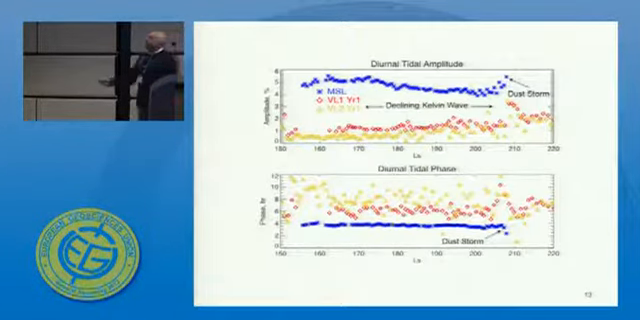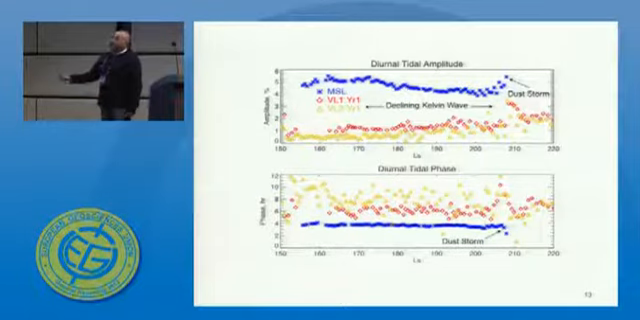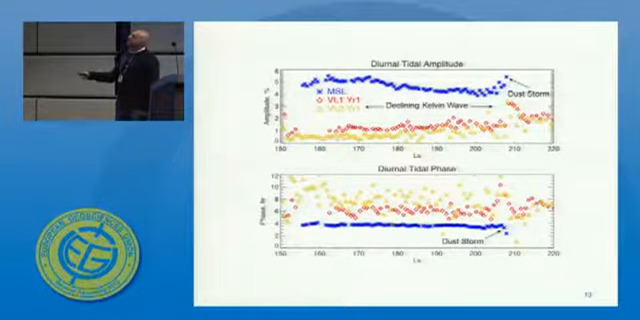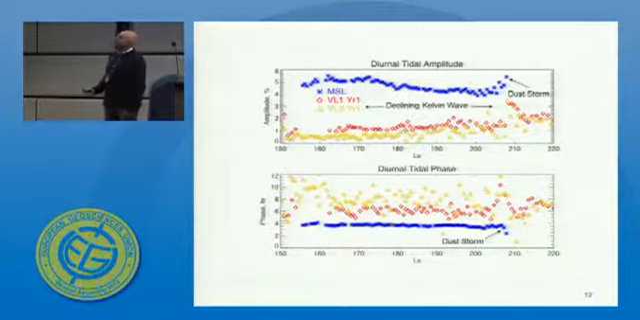Here we see a diurnal tide, as was seen by the Viking landers. It looks like there is a decline in the Kelvin wave. We see clearly the dust storms. I mean, we see an increase in the amplitude with the dust storm. That's something that we were expecting.